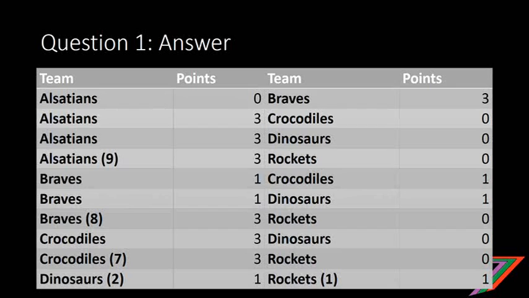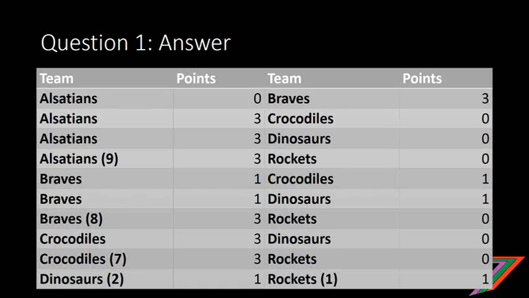And the Braves, they must have either drawn with the Crocodiles, the Dinosaurs, or the Rockets. As you can see here, it seems like it's impossible for them to have drawn with the Rockets. They would have had a victory over the Rockets as well, given that the Rockets would have had to have lost every other, as the Dinosaurs could not have beaten the Rockets, because the Dinosaurs have only 2 points. So the Dinosaurs must have drawn with the Rockets. That would give the Rockets their 1 point.